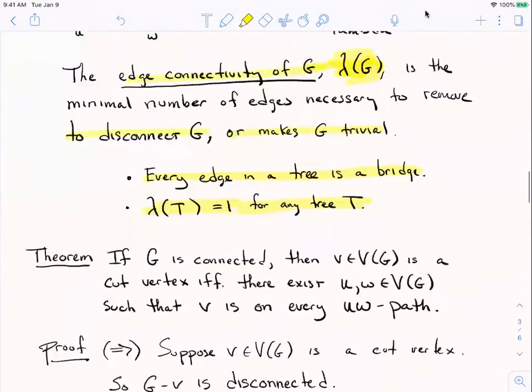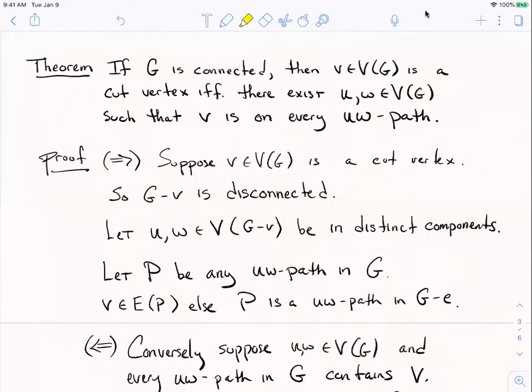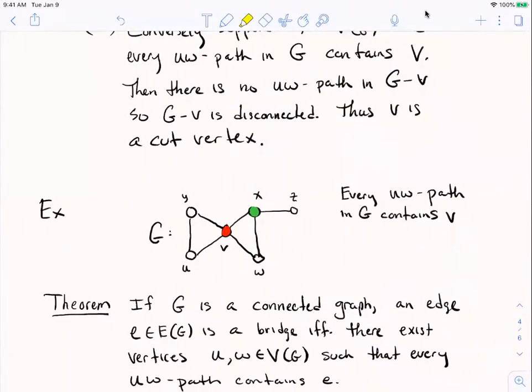Okay, so let's prove a theorem about cut vertices. You can see the statement of the theorem there. I'm going to take a connected graph, and the heart of the theorem is that a vertex in that graph is a cut vertex if and only if you can find a pair of vertices such that your cut vertex is on every single path between them. Every single path between them. I think I've got our example down here at the bottom of the proof, but you remember that V was a cut vertex in this graph.